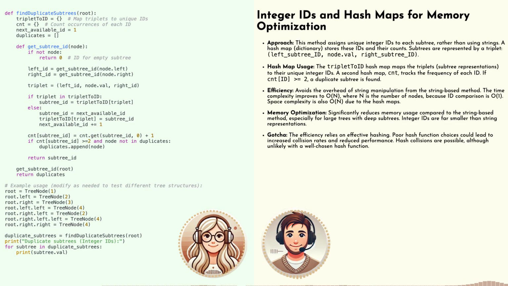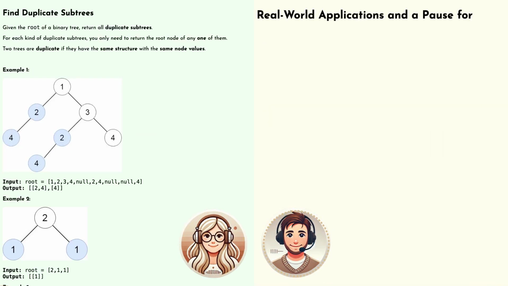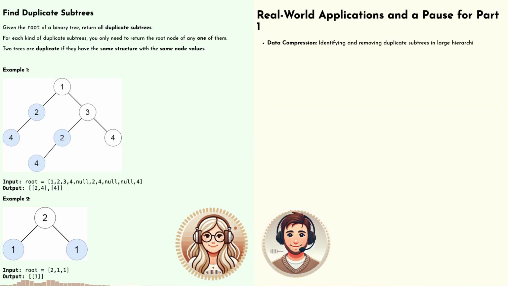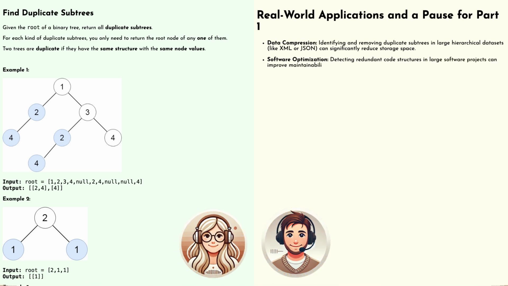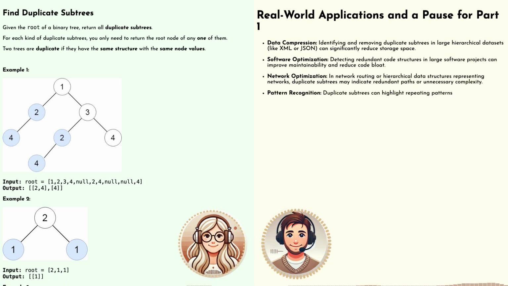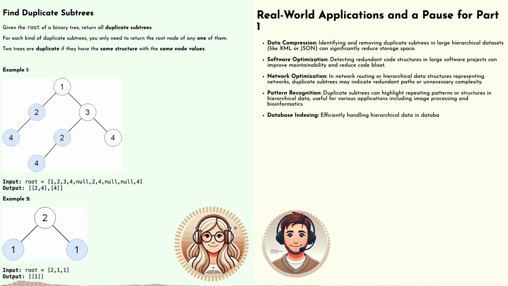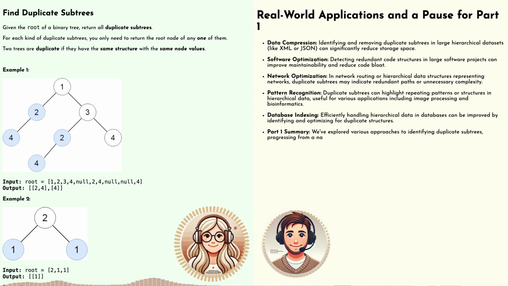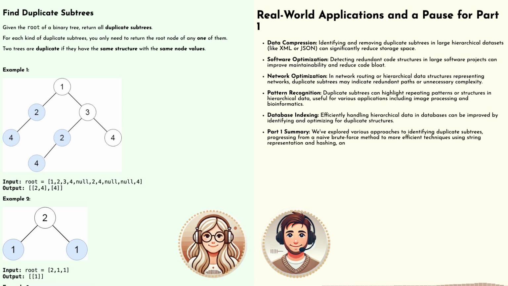But before we get too carried away, how do we actually use these hash values to find the duplicates? Well, we can use that same trusty tool we talked about before, the hash map. We can store these hash values as keys in the map. Right. And if we encounter the same hash value more than once while we're traversing the tree, we know we've found a duplicate subtree. It's like spotting the same fingerprint twice. Precisely. And comparing these integer IDs for duplicates is super fast, much more efficient than comparing those potentially long strings we were dealing with earlier. This integer ID approach is really slick.